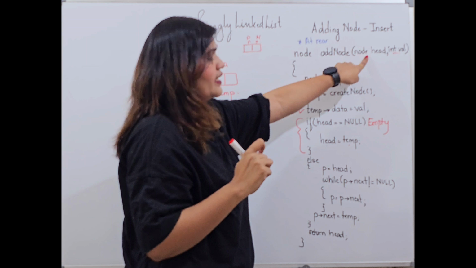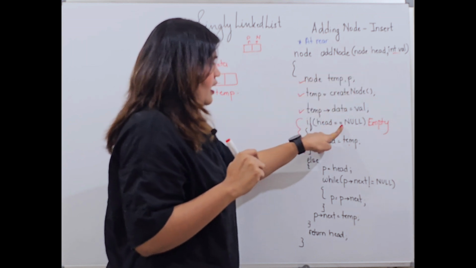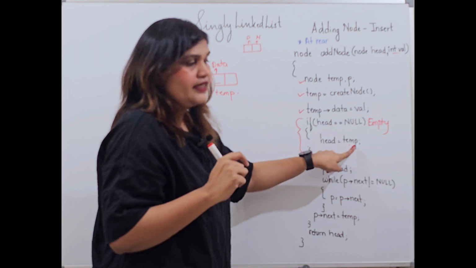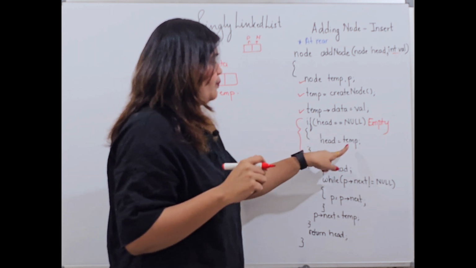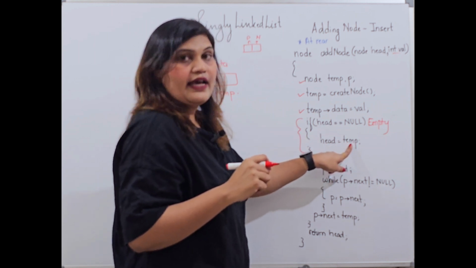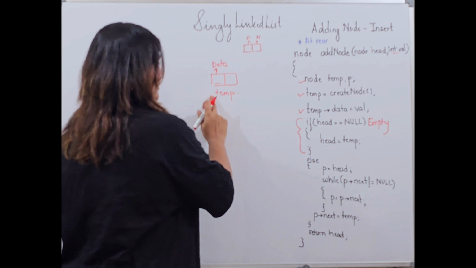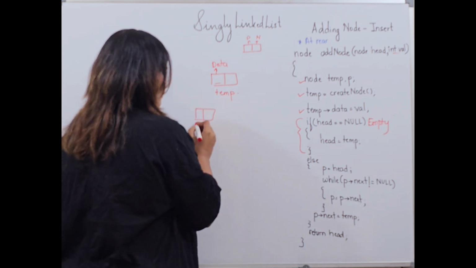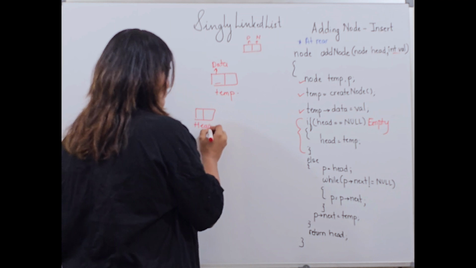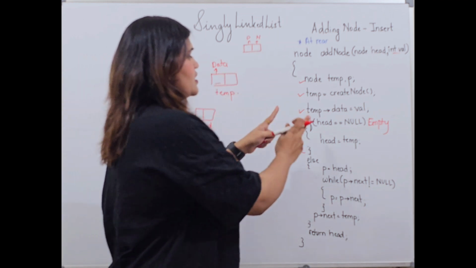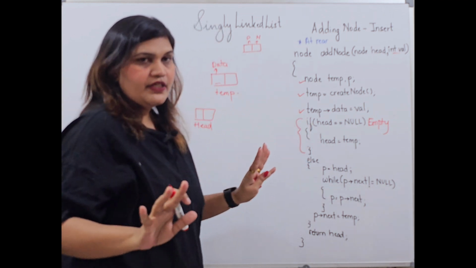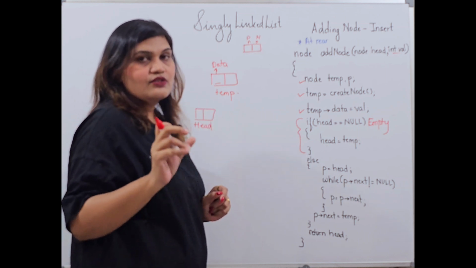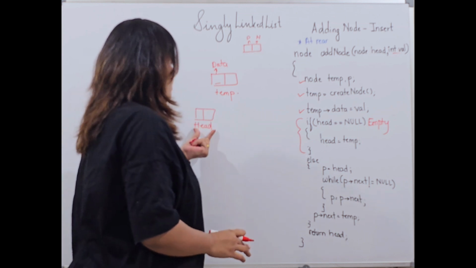the node that is passed from here is null. What am I supposed to do? I am supposed to assign head as temp. So the temp that was created will now become your head. Temp will become head. Why? Because as per this condition, my linked list is empty. This is the first node that is created and the first node in a linked list is always head. So this will become head.